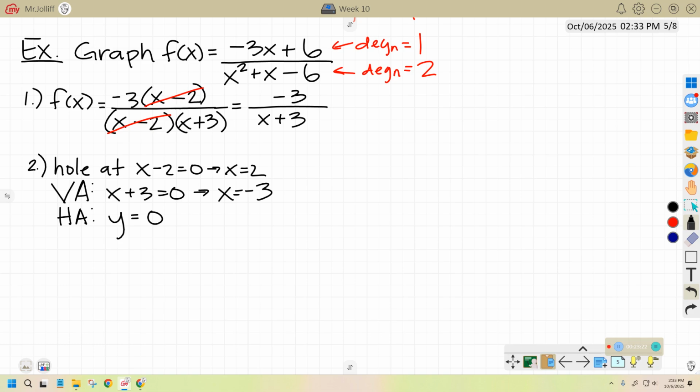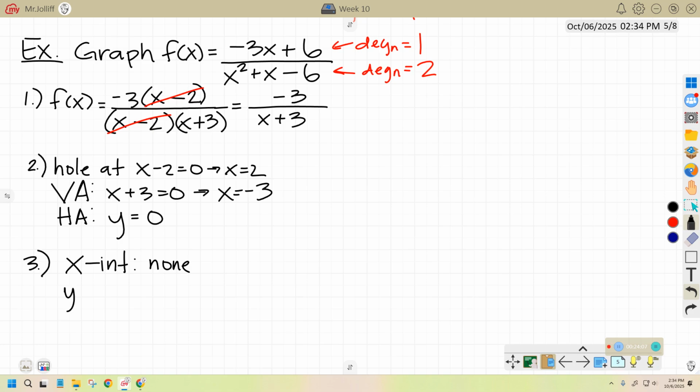Degree of numerator is smaller than degree of denominator. So we have a horizontal asymptote right on the x-axis. Perfect. Which means when I go to step 3, I don't have to do any math for my x-intercepts. If my asymptote is the x-axis, will I ever cross it? No. I know this is going to be none. I also know that because if I look at the reduced fraction, -3 over x plus 3, there's no x value that's going to make that numerator 0. It's always just -3. So no x-intercepts.